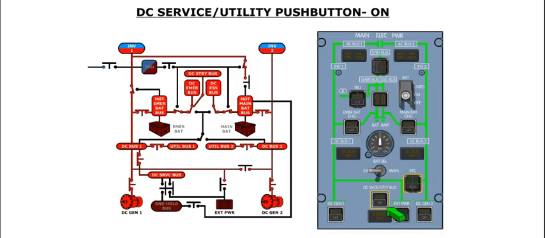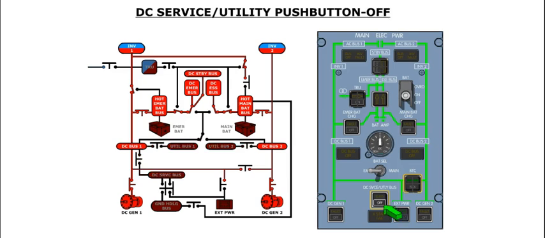The DC service utility bus push button controls the connection of the DC service bus and the utility buses to the associated main DC bus. The normal position of the push button is the pressed in position. In the normal position, the DC service bus and both utility buses are powered, as long as they have not been shut by the BPCU.